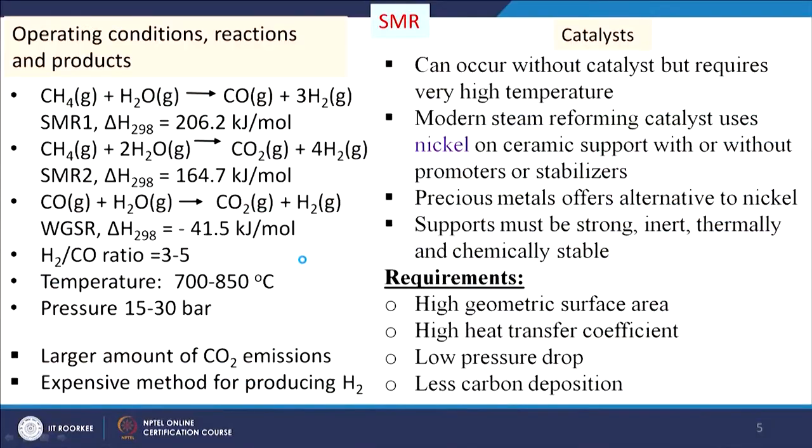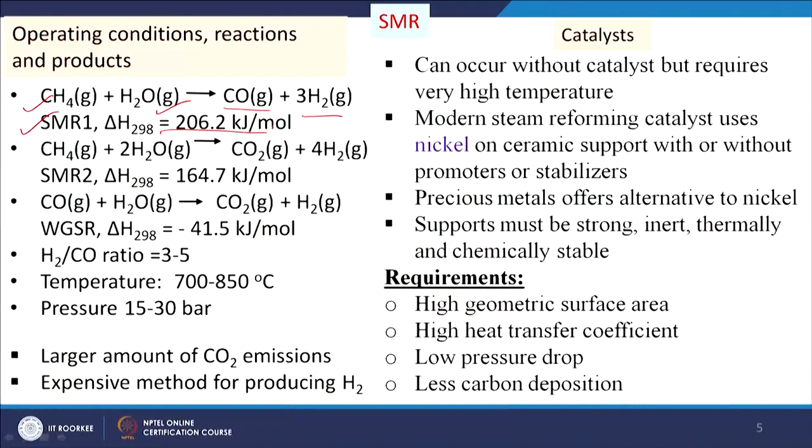Now, we will see what SMR is, that is steam methane reforming. In this case we will be using methane and steam as the reacting agents, and the reaction will be CH4 plus H2O, both in gas phase, giving us CO and 3H2. This is the SMR1 reaction, in which 206.2 kilojoule per mole of energy is required, that is, an endothermic process.